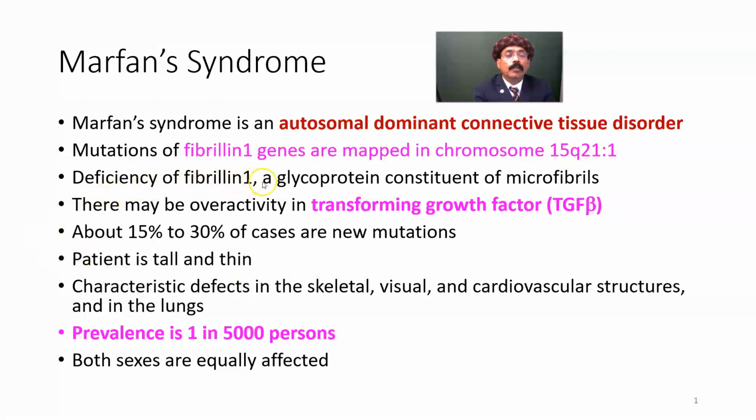There is a deficiency of fibrillin 1, a glycoprotein constituent of microfibrils. There may be overactivity of transforming growth factor. About 15% to 30% of cases are new mutations. The patient is tall and slender, with characteristic defects in the skeletal, visual, and cardiovascular structures and in the lungs. Prevalence is 1 in 5,000 persons. Both sexes are equally affected.